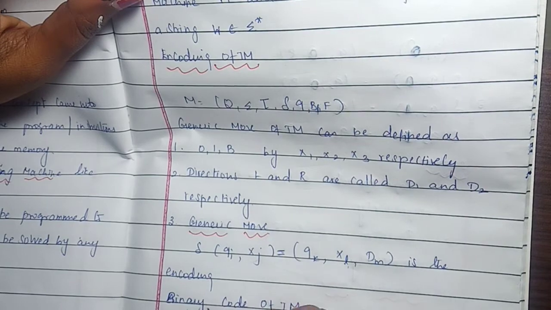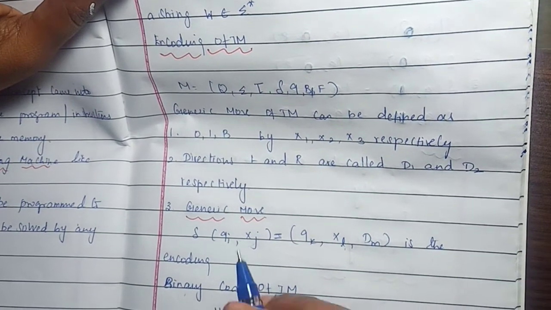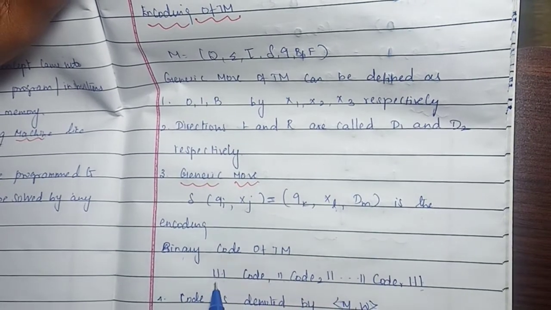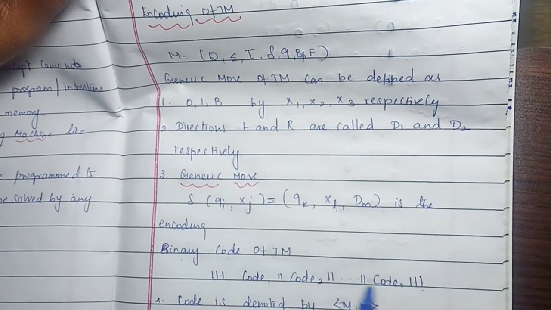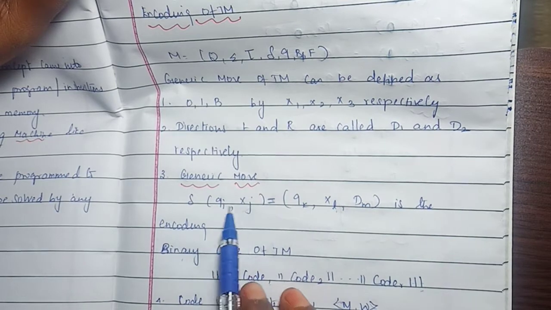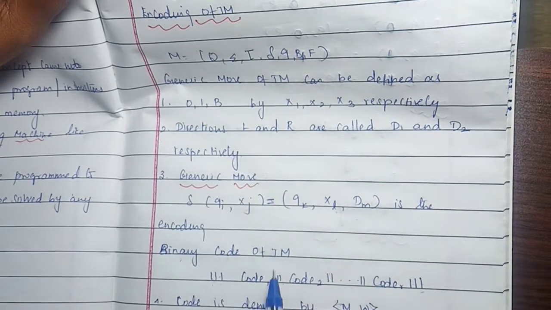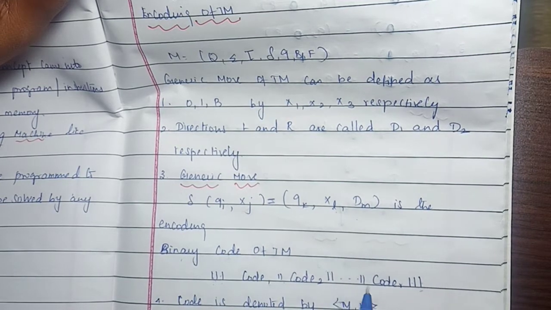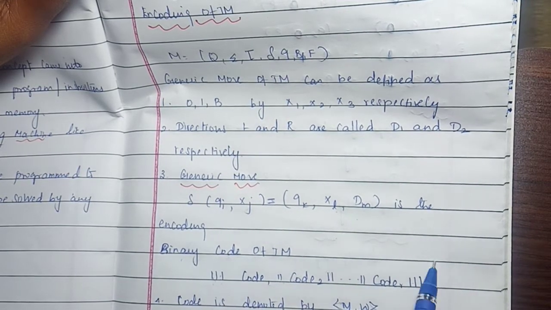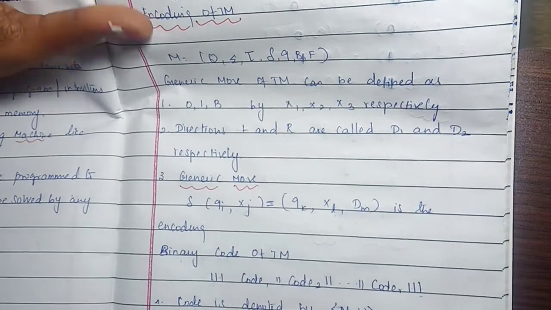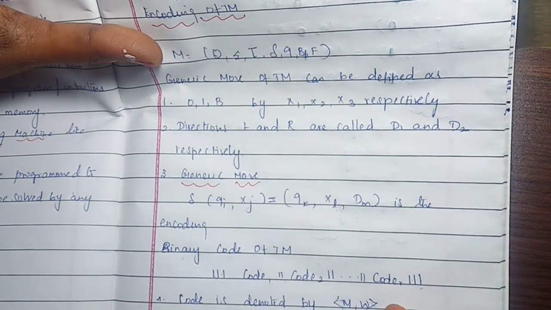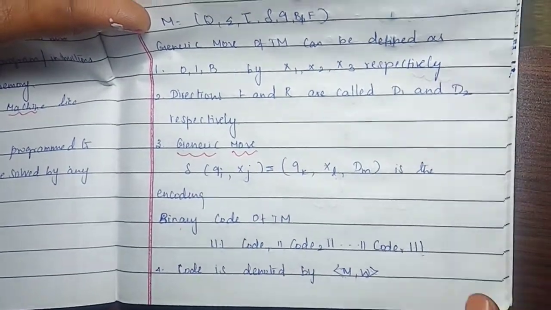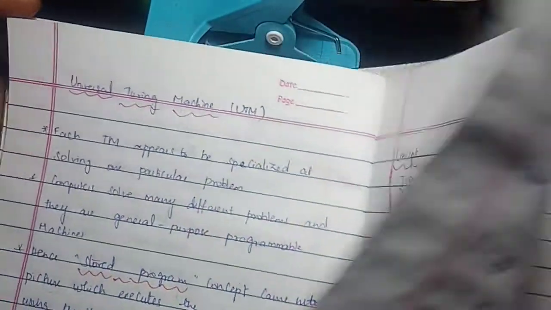After this, the binary encoding of the Turing machine will look like this, and the first and last will be 111. In between we have the generic move encodings, separated by 11, and this is the binary code of the Turing machine. The code is denoted by the machine followed by your input string W.